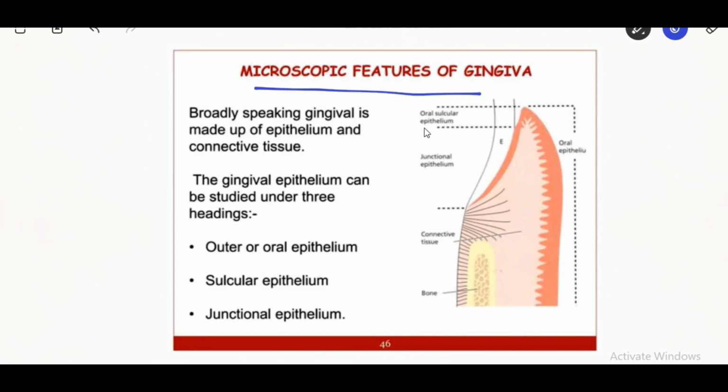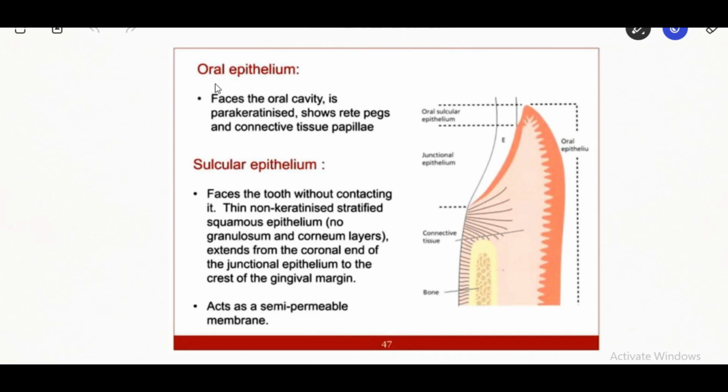The gingiva is made up of epithelial and connective tissue. The gingival epithelium has three parts: oral epithelium, sulcular epithelium, and the junctional epithelium. The oral epithelium faces the oral cavity. It is parakeratinized, shows rete pegs, and connective tissue papilla.